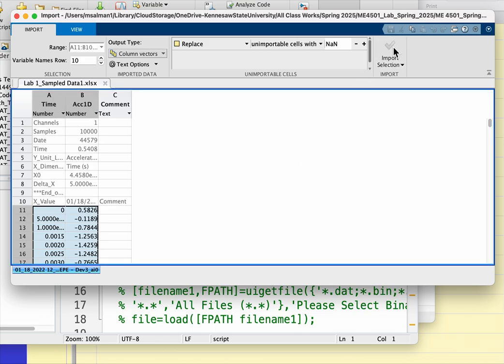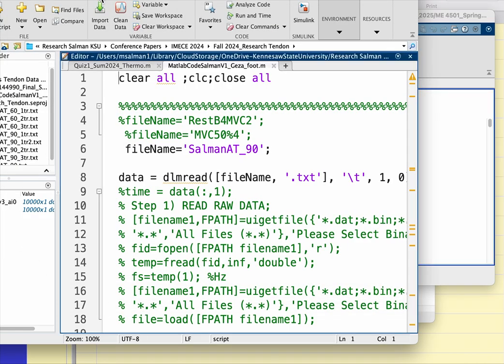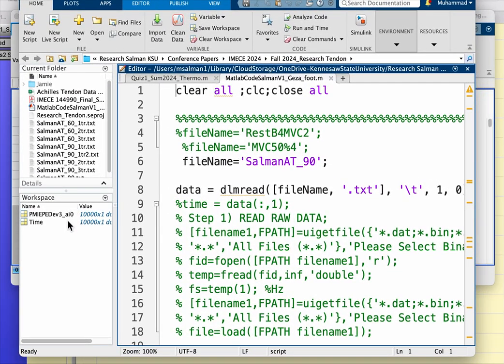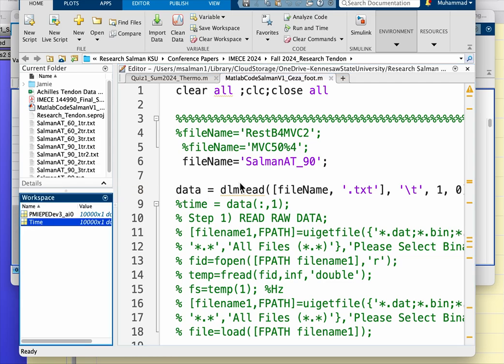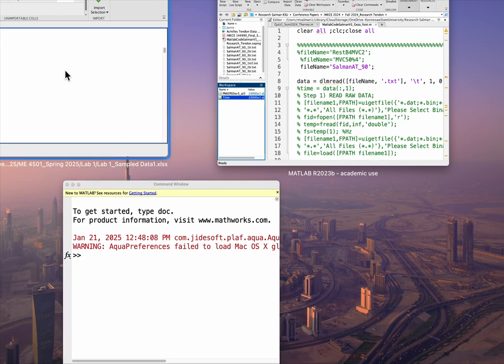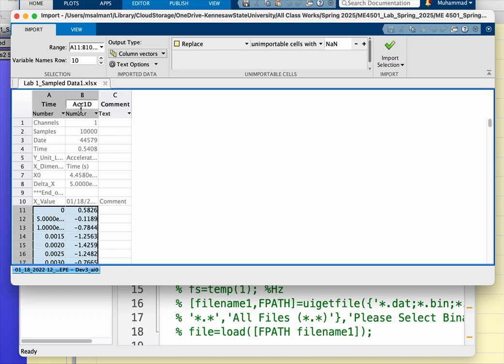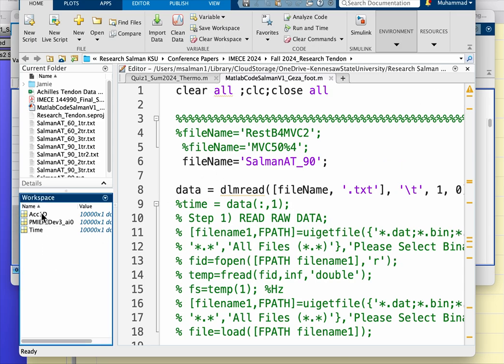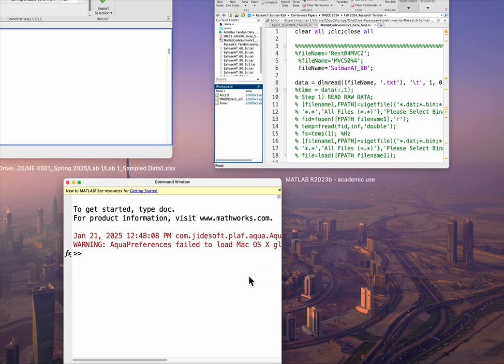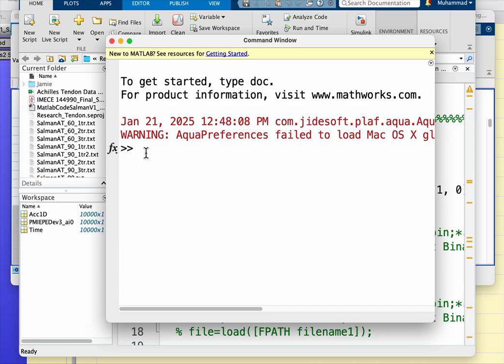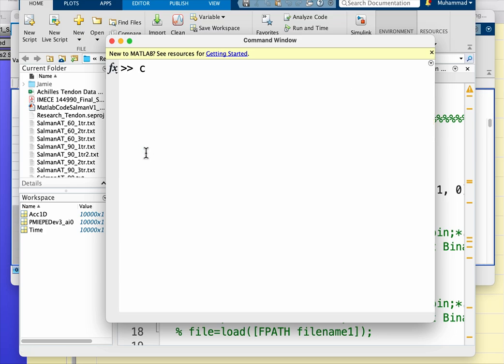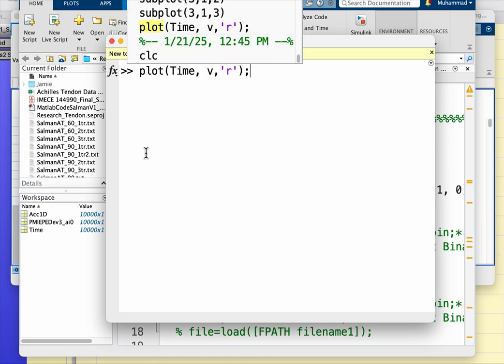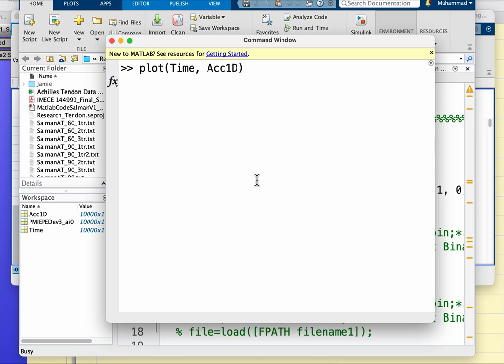So now you import it, and once you import it, you get time versus acceleration 1D. Let me double check if everything looks good. Yeah, now I got the acceleration 1D over there. So now what you have to do here, you have to clear the screen, and then you have to plot the time versus acceleration 1D, just to see how it looks.